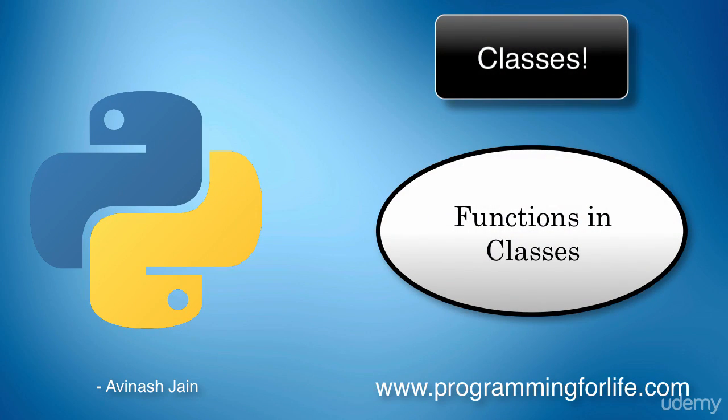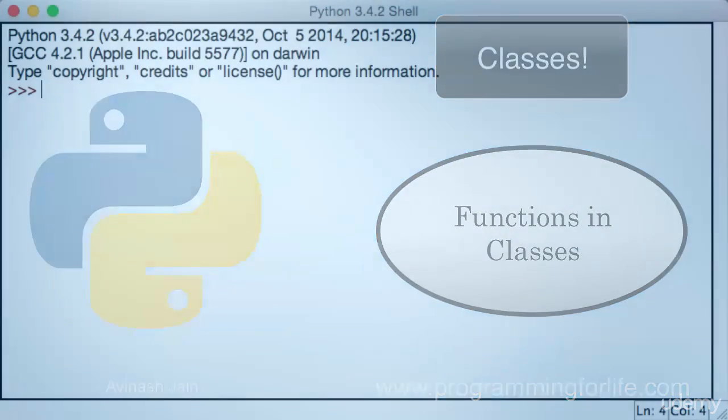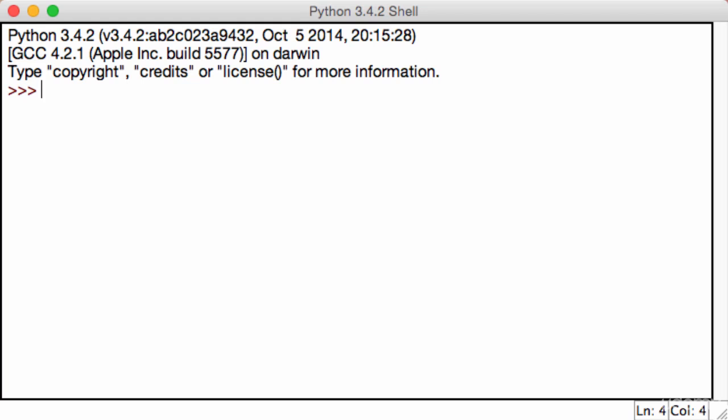Alright, so we've learned how classes work. We've understood that you need to put an initialize function if you want to initialize any parameters. We've learned how to call those attributes, and now we're on to adding functions for our class. So I'm going to go ahead and create our students class again.